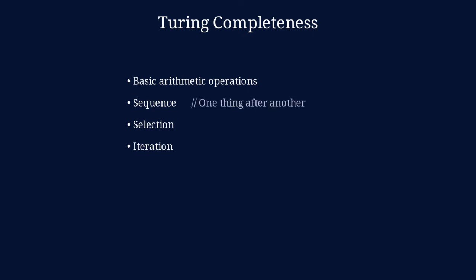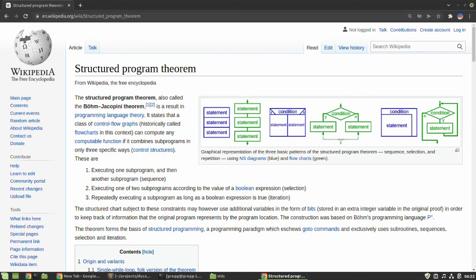So all you really need for Turing completeness is being able to perform all the basic arithmetic operations, and you need the sequence, the selection, and the iteration. So basically the sequence means you can perform one instruction after the other. The selection is basically the if, and then the iteration is the while. So there is a proof called the Bohm-Jacopini proof that demonstrates that if you have those three elements, the sequence, selection, and iteration, then sure enough, you can perform every single algorithm.